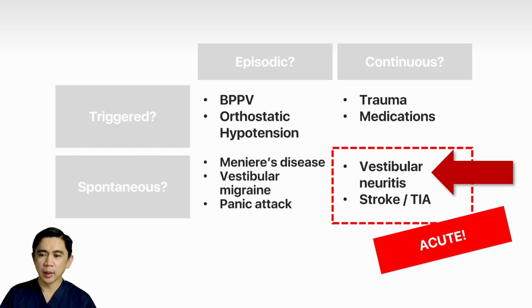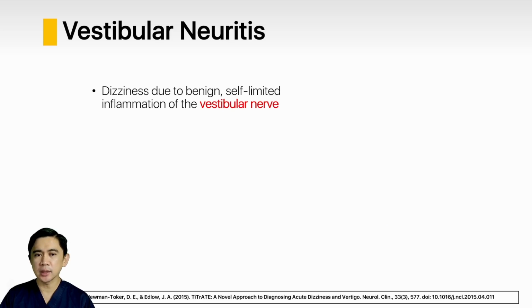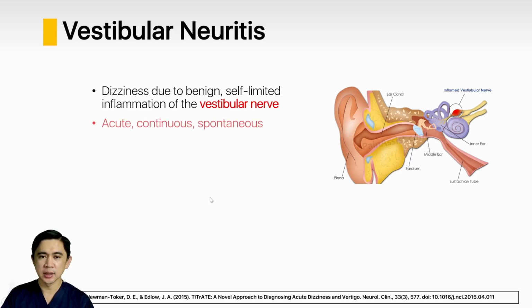Now let's talk about vestibular neuritis. Vestibular neuritis is dizziness due to a benign, self-limited inflammation of the vestibular nerve. So again, this is the vestibular nerve. This is the cochlear nerve. The vestibular nerve is the nerve that is receiving inputs from the vestibular system. If the nerve itself is inflamed, then we will have dizziness.